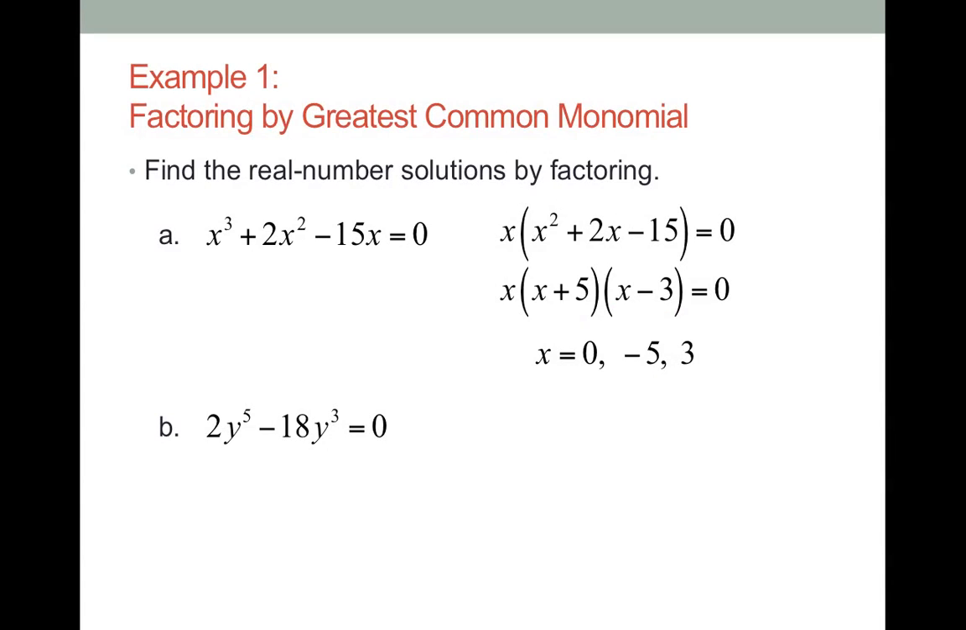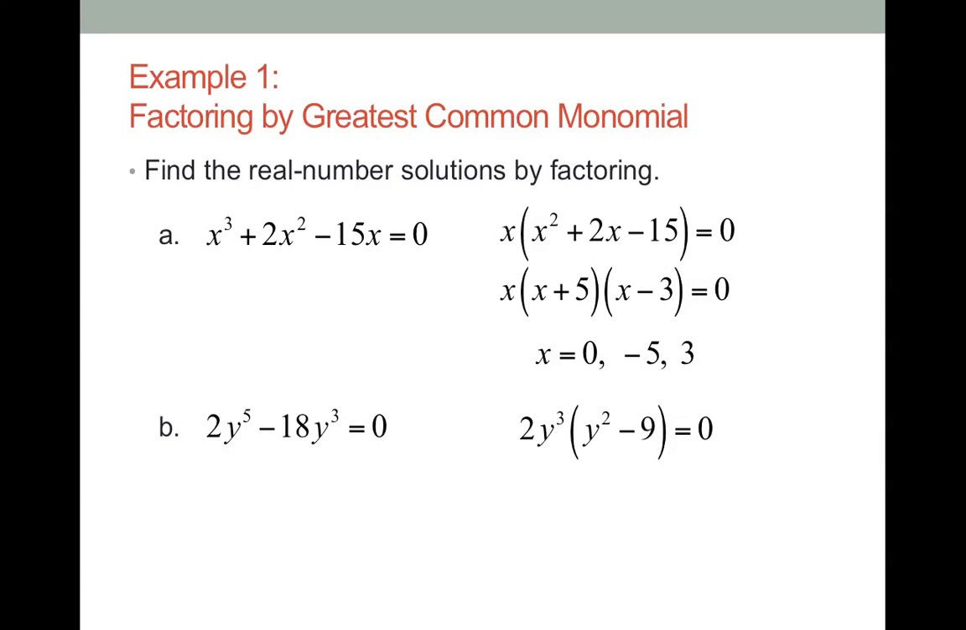Now how about the next example? We have 2x to the 5th minus 18y cubed equal to 0. So again, we want to look for a greatest common monomial factor. What are the factors that each of these two terms have in common? And in this case, that's 2 and y cubed. So if we divide out the 2 and the y cubed from each term, we're left with y squared minus 9.